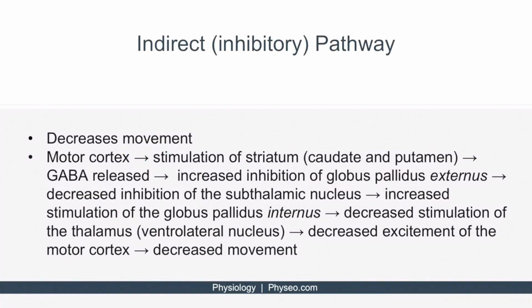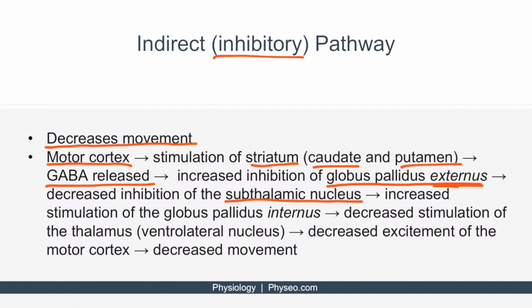So now let's talk about the indirect or inhibitory pathway. Now, the indirect or inhibitory pathway decreases movement. So a signal starts in the motor cortex and then stimulates the striatum, the caudate, and the putamen, and then GABA is released, which causes increased inhibition of the globus pallidus externus, which then causes decreased inhibition of the subthalamic nucleus, which causes increased stimulation of the globus pallidus internus.